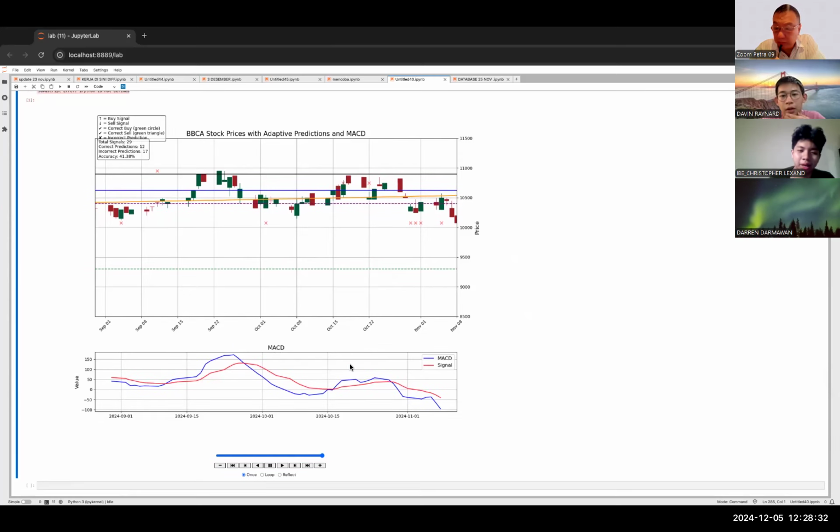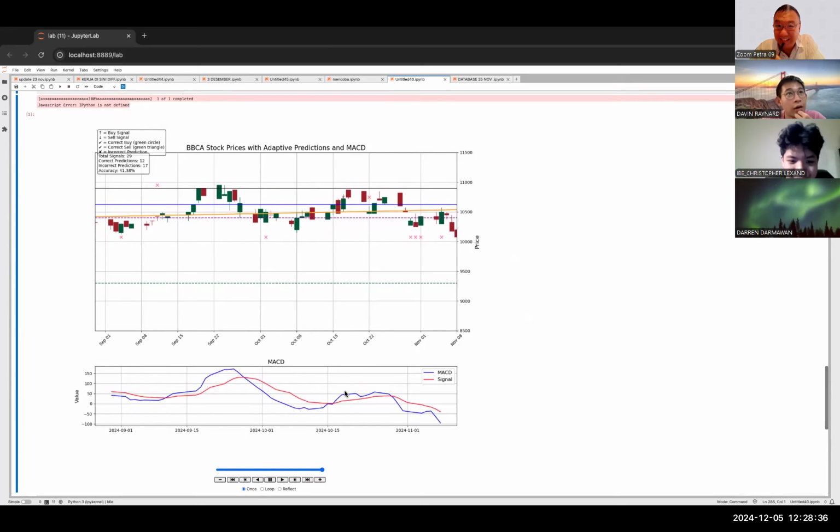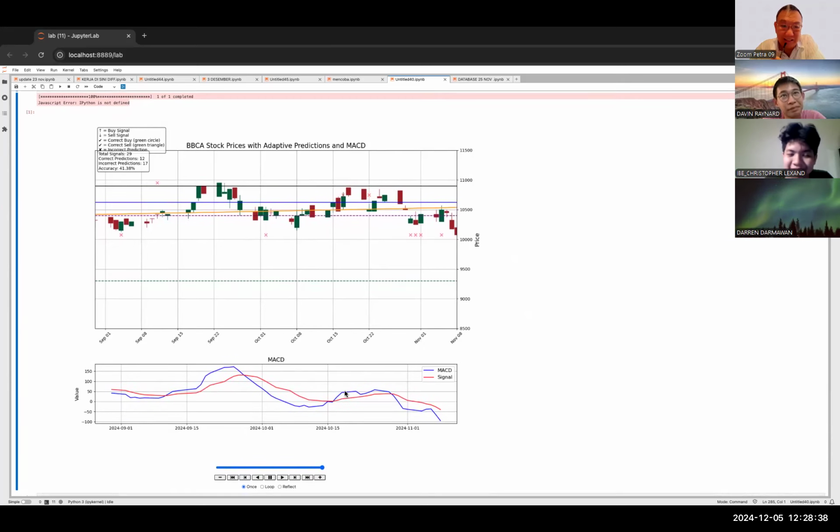I think it's pretty good, but not that accurate, but I think it can show the stability pretty well. The final accuracy is 41%.